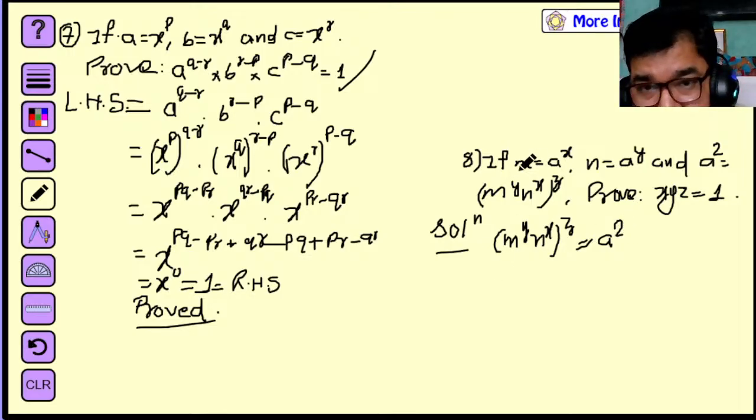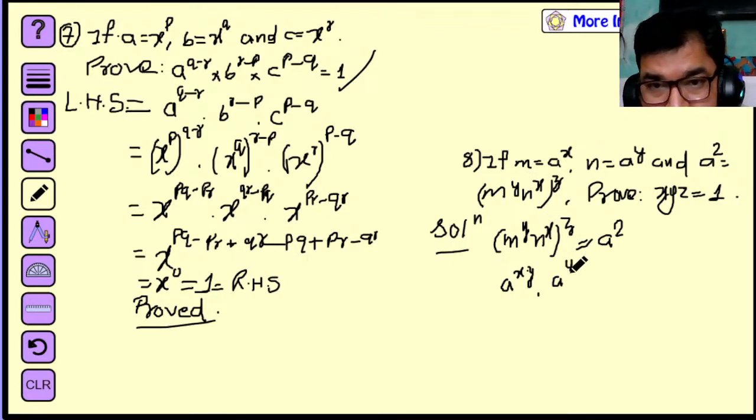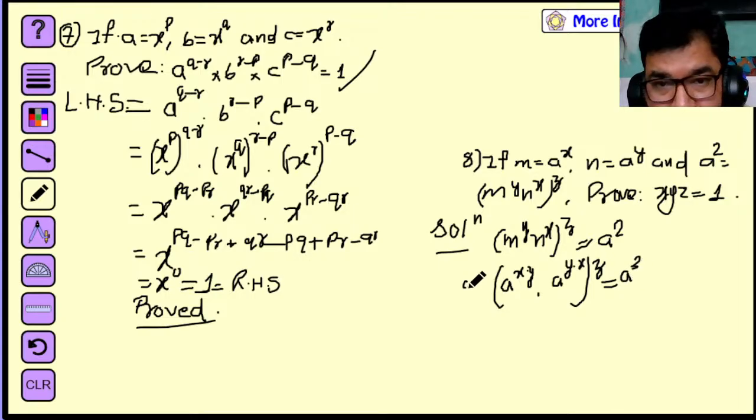And then look at children, in place of m, can you write a to the power x? And here is already y, so it will be power y here also. And here n means what? A to the power y, and there is already x, okay? Write x also. Then its whole power is z, equals to a power 2, okay? Write a power 2.